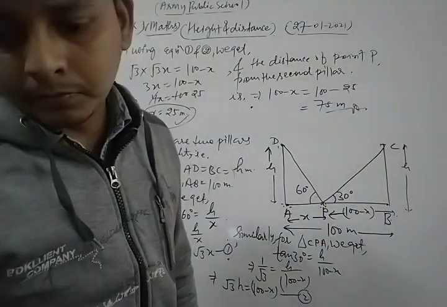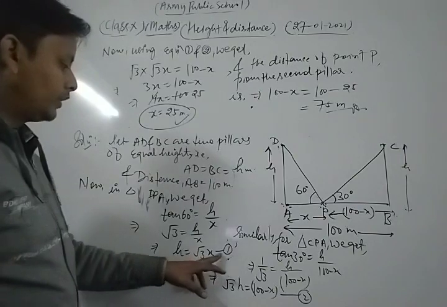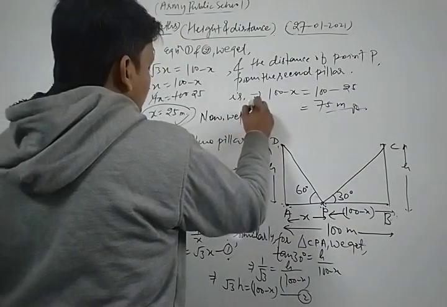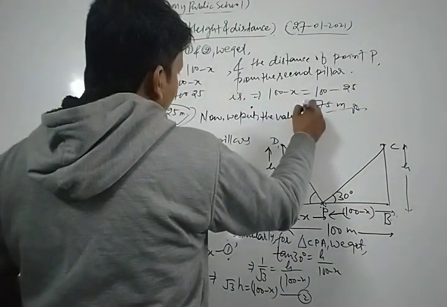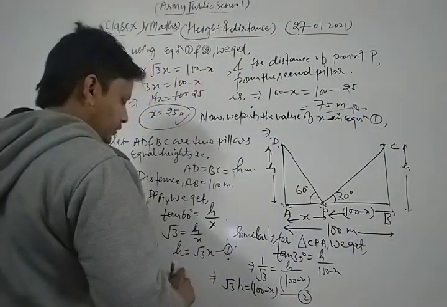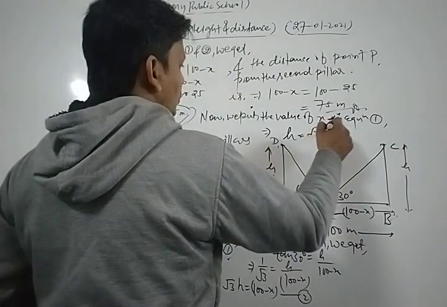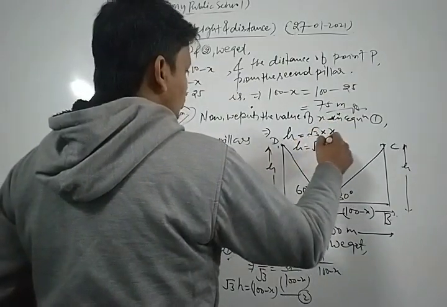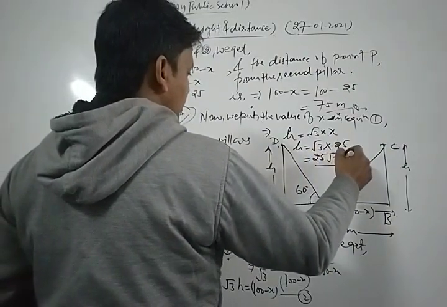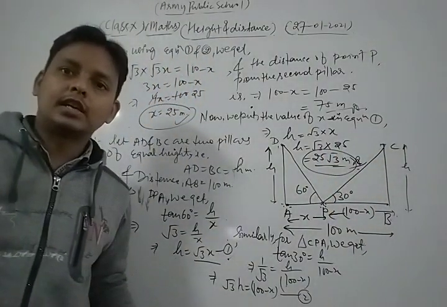Okay, now what do we find? We also find the height of each pillar. Let's see. Now we put the value of x in equation 1, that is, h is equal to root 3 into x. So h is equal to root 3 into 25, that is, 25 root 3 meter. This is the height of each tower, that is, 25 under root 3. This is the height of each tower.